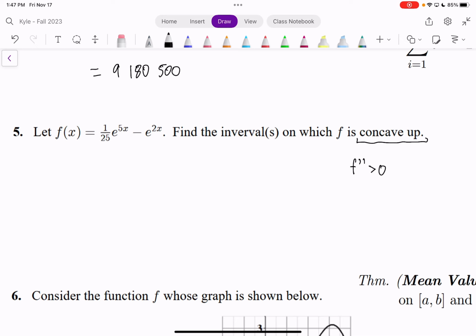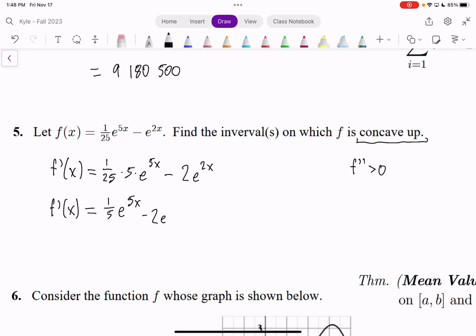So for this one, we can just check by the definition of concave up. We'll try taking the derivative twice and then check where that's greater than 0. So we'll take f prime of x. We'll use our rules for differentiation here. We'll get 1 over 25 times, now the derivative of e to the something is e to the something, so e to the 5x. But we also need to multiply by 5 because of our chain rule. Same thing happens here. Derivative of e to the 2x is e to the 2x. But we also need to multiply by 2 because of our chain rule. So our f prime of x is 1 over 5 e to the 5x minus 2e to the 2x.